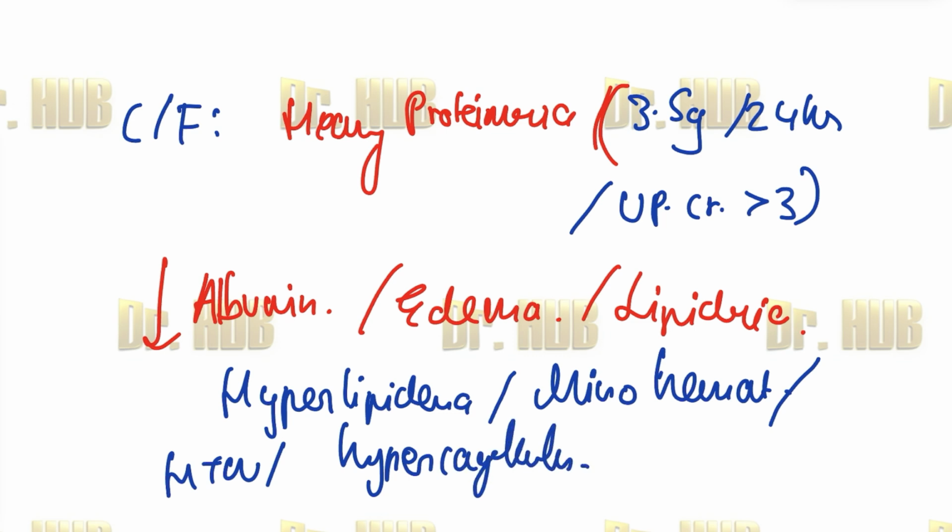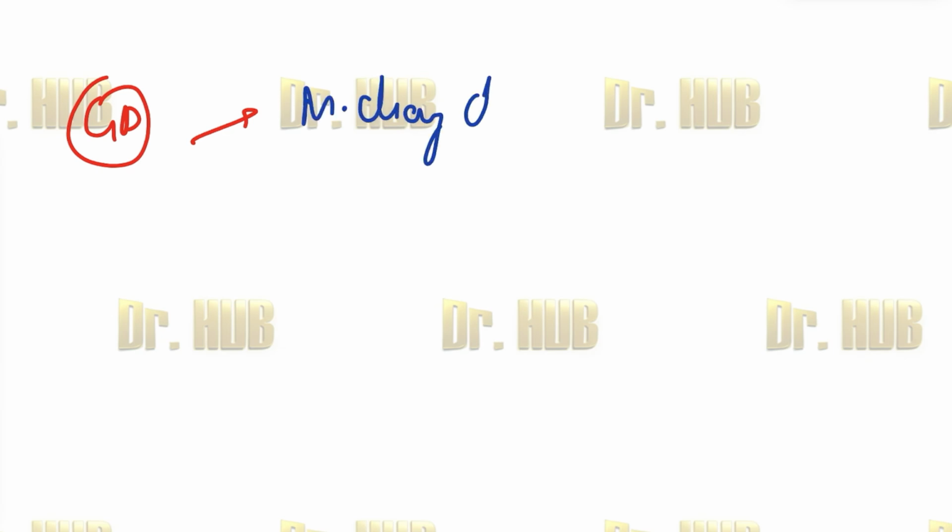Next, let's look at some associated glomerular pathology. All this is with respect to nephrotic syndrome. The associated glomerular pathology includes minimal change disease, which can be primary or secondary. Next is focal segmental glomerulosclerosis, which is again primary and secondary.